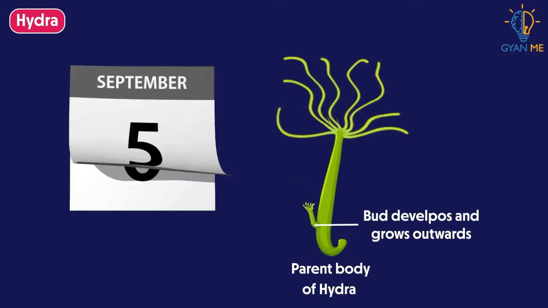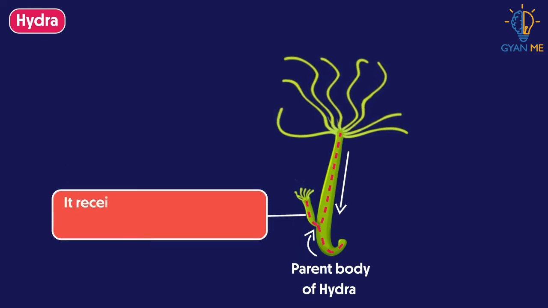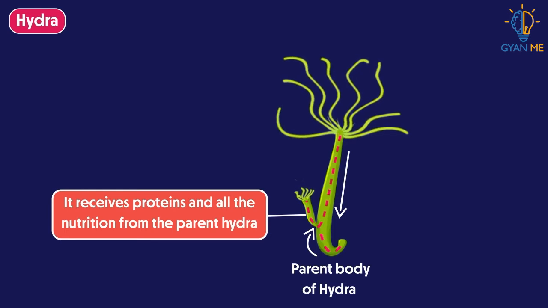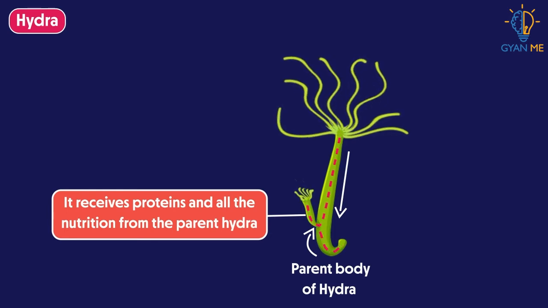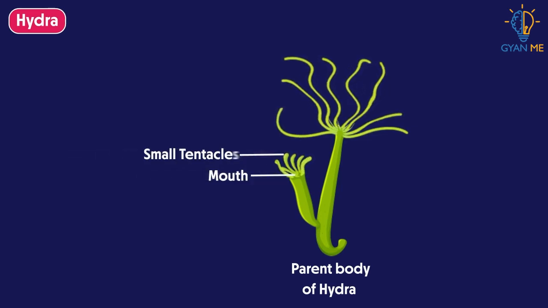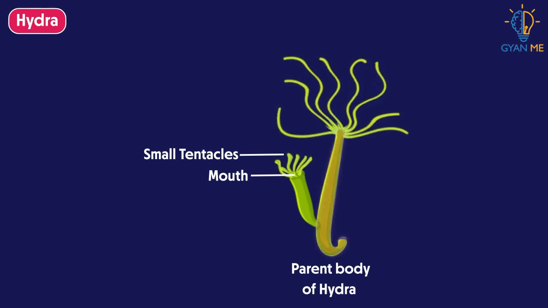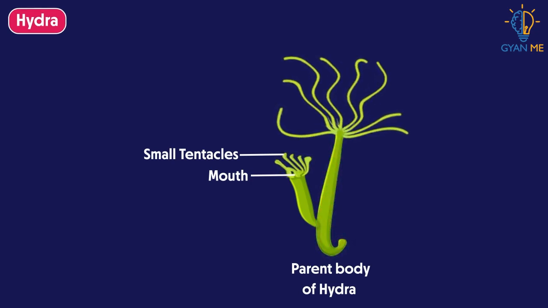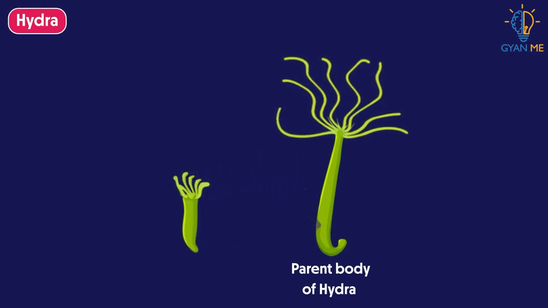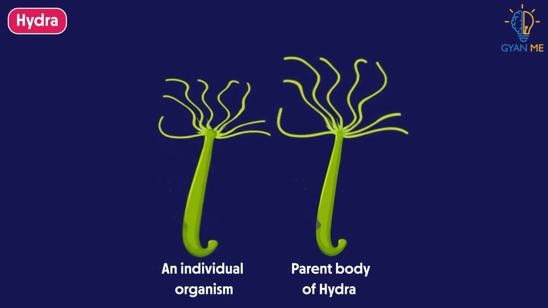This bud develops and grows outwards as time passes. It receives proteins and all the nutrition from the parent hydra to grow and develop into a baby hydra. They grow healthy, and their growth starts by developing their mouth and small tentacles. And at this stage, it will resemble the parent hydra. And what happens now? Finally, this baby hydra gets separated from its parent body and becomes an independent organism.